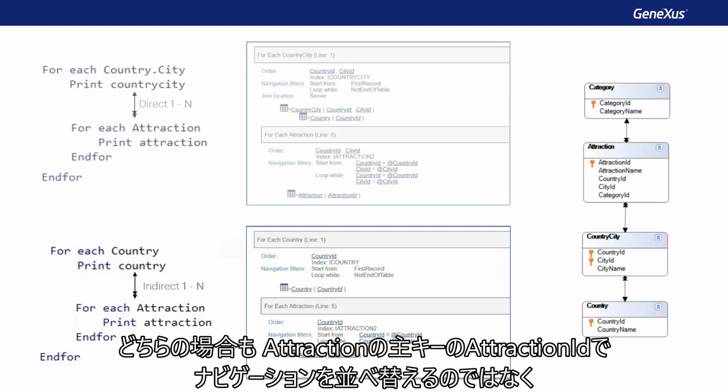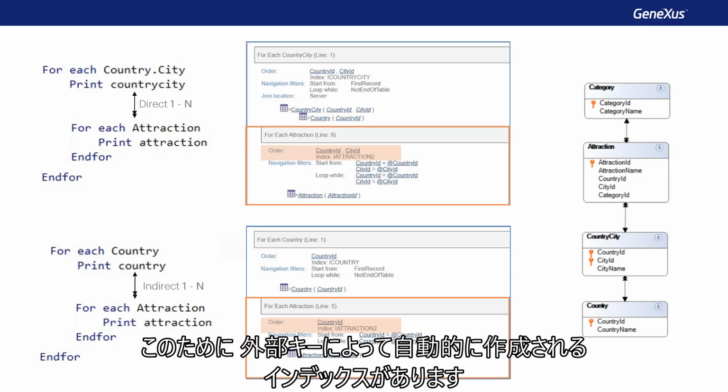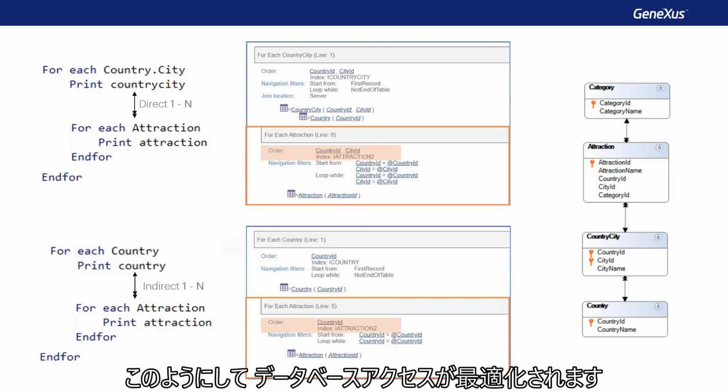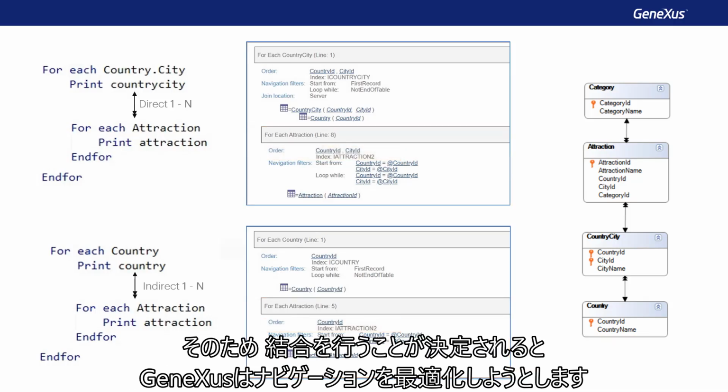Note that in both cases, instead of ordering the navigation by the primary key of attraction, which is attraction ID, it does so by the relation attribute or set of attributes. To do so, it has an index automatically created by foreign key. In this way, the database access will be optimized. Therefore, after determining that it will make a join, Genexus tries to optimize its navigation.